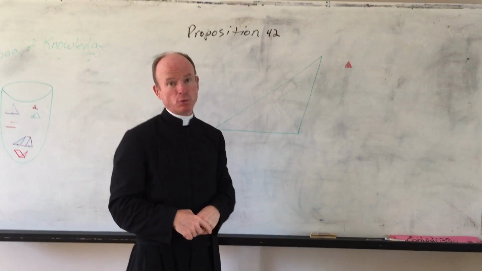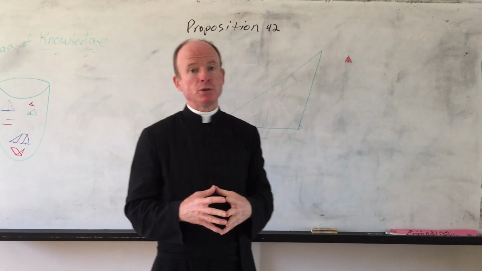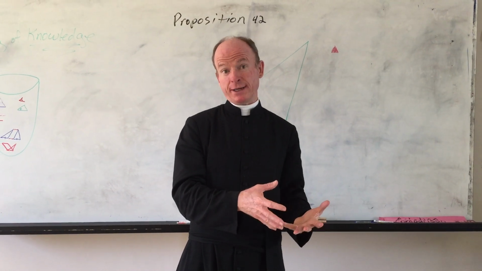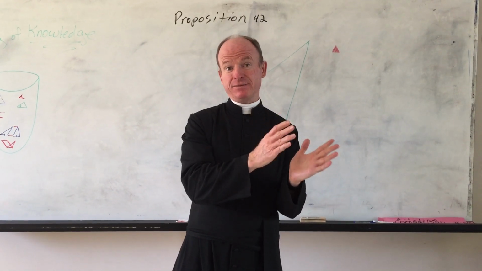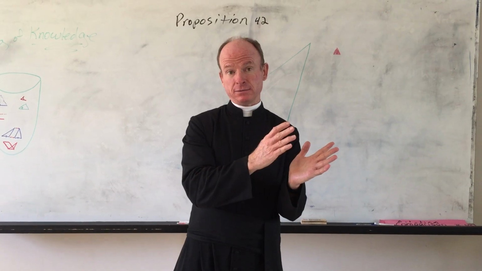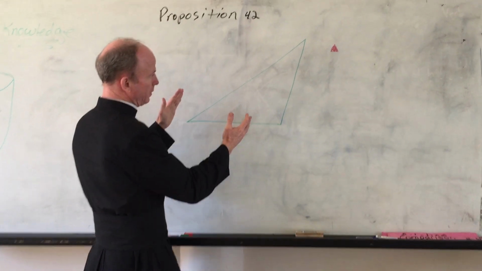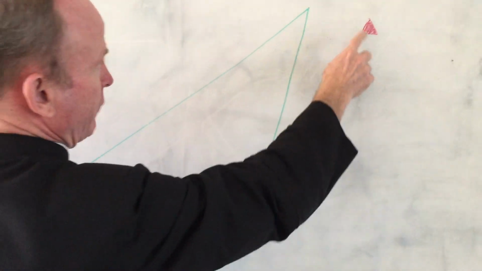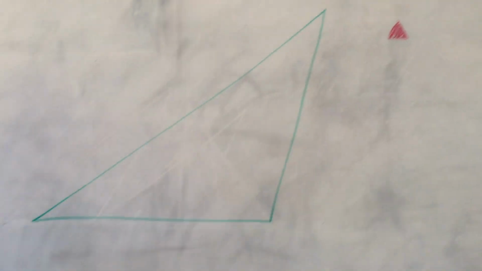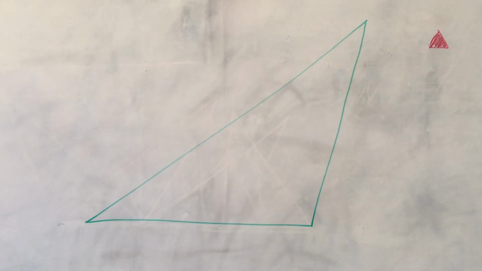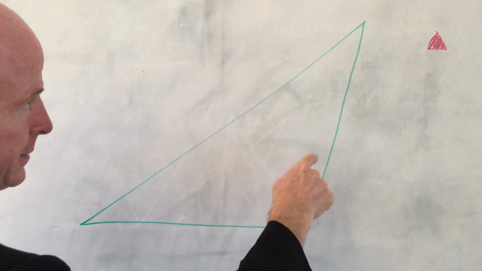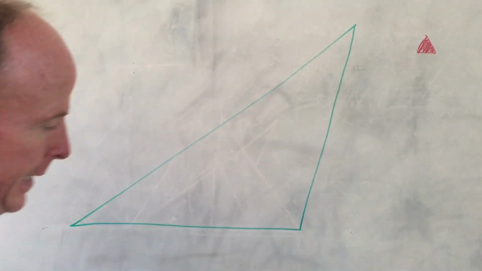Book 1, Proposition 42. To construct a parallelogram equal to a given triangle in a given rectilineal angle. Okay? So here we have our given triangle. Here we have our given angle. Thus, it is required to construct a parallelogram equal to this and having this angle.